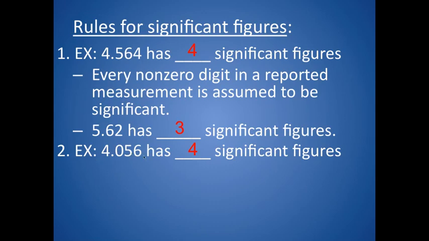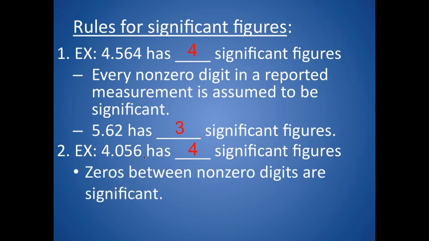So here's the rule that we derive from that. Zeros that are between non-zero digits are considered significant. So you've got that 0 between the 4 and the 5. So that makes it significant because that means this isn't a guess. The 6 is the guess. This is certain, so you would count it.